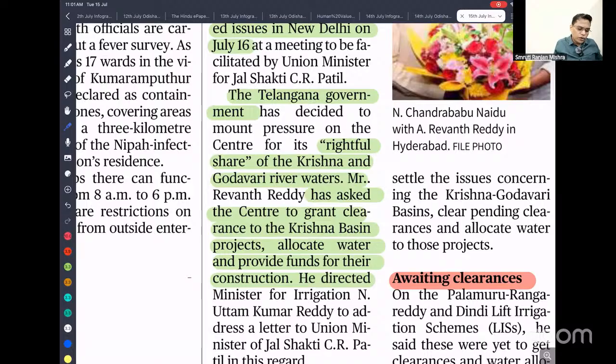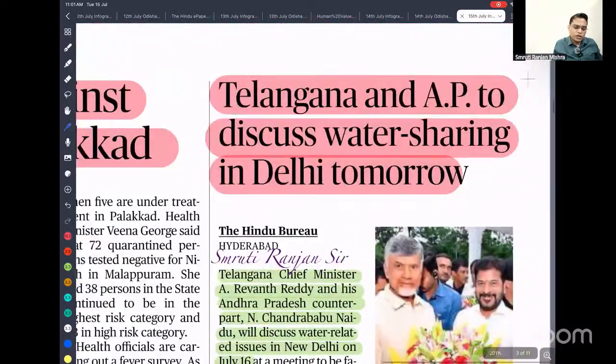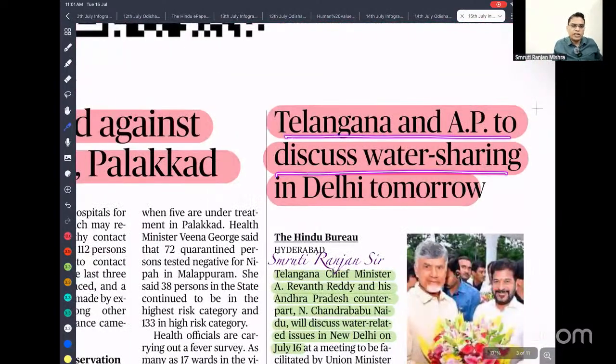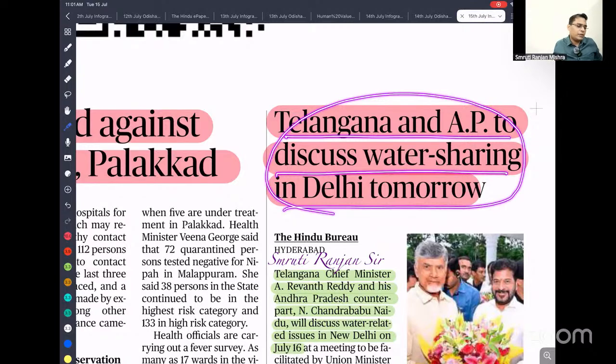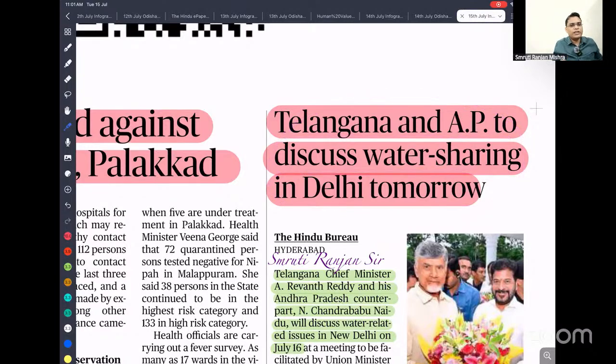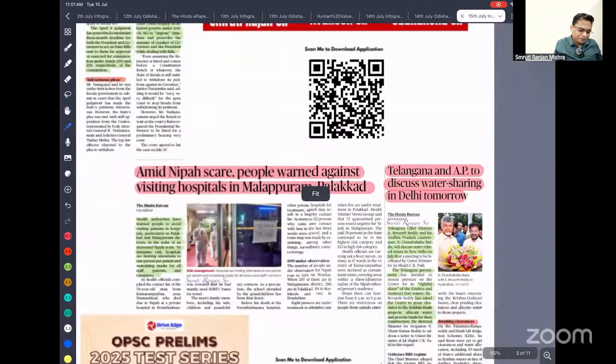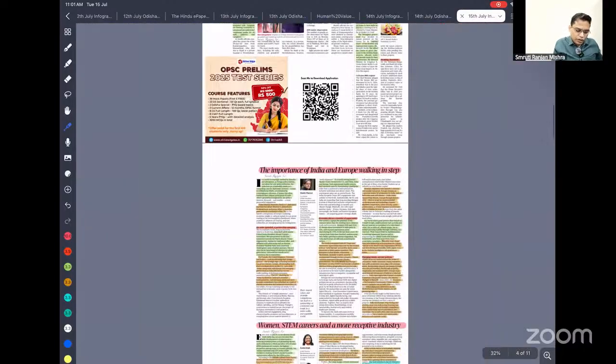So no need to go into detail because it is quite state specific news, unless you are from Andhra Pradesh. But this heading is quite important. So you can just talk about the water sharing dispute between Andhra Pradesh and Tamil Nadu. That can be a very good example for your answer writing. Okay. So next important point.